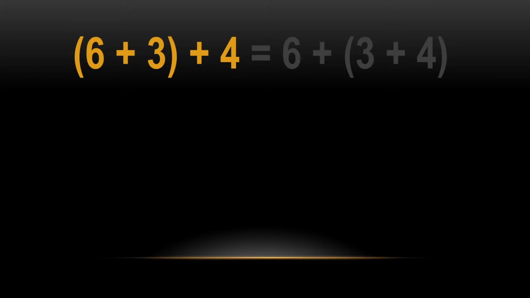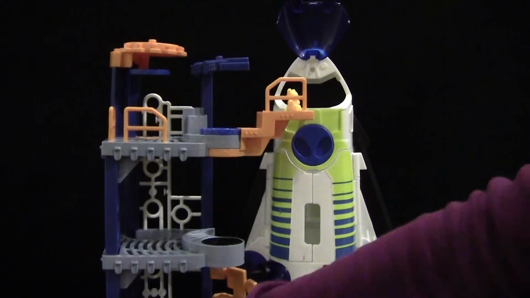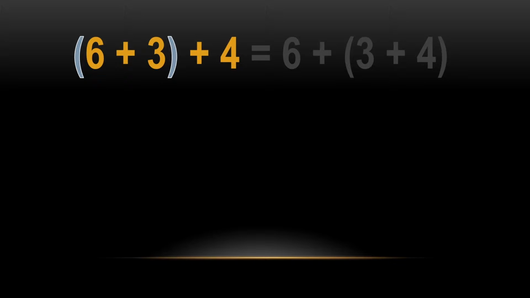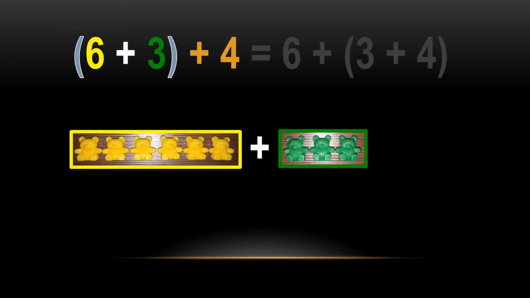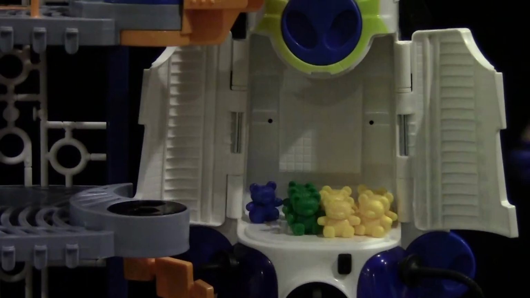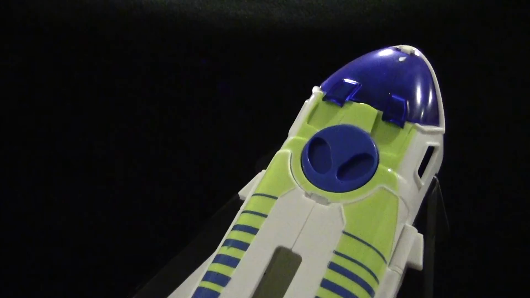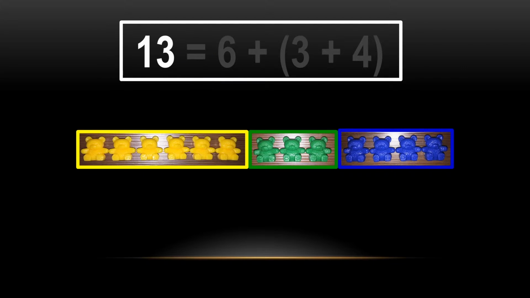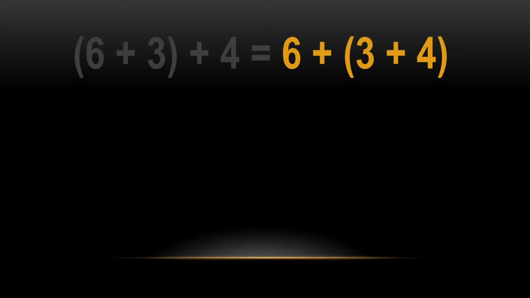Let's focus on this side first. The yellow and green teams arrive ready for takeoff first, so they board the shuttle. That means we have 6 yellow bears plus 3 green bears equals 9 bears on the shuttle. Then the blue team, who had been running a little late, arrives and boards the shuttle. Now we have 9 yellow and green bears and the 4 blue bears for a total of 13 bears ready for blastoff.